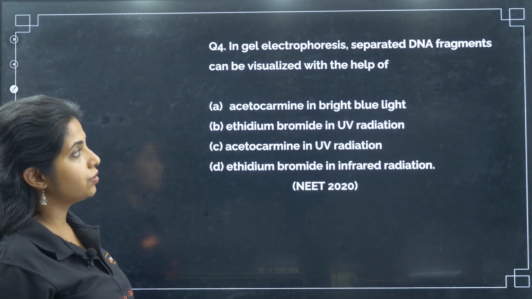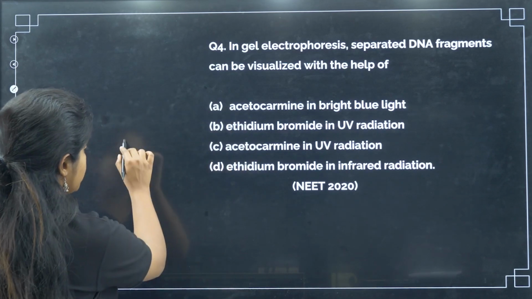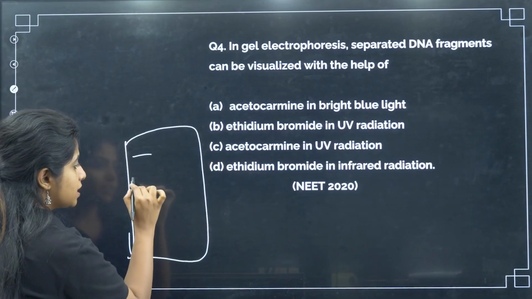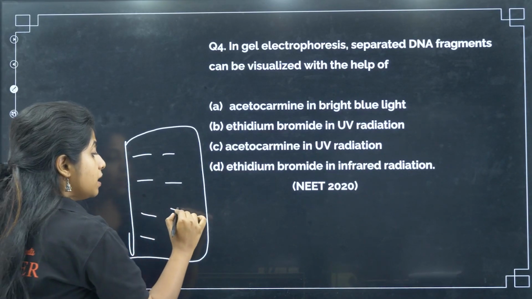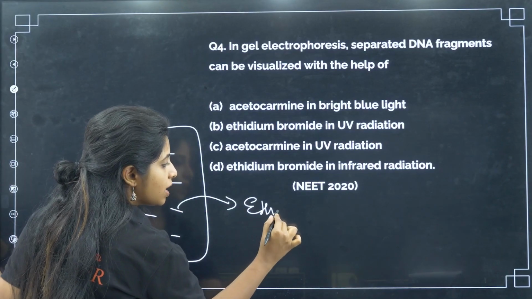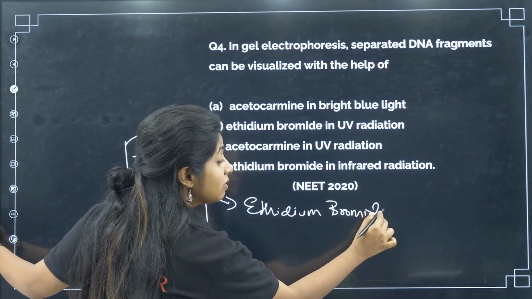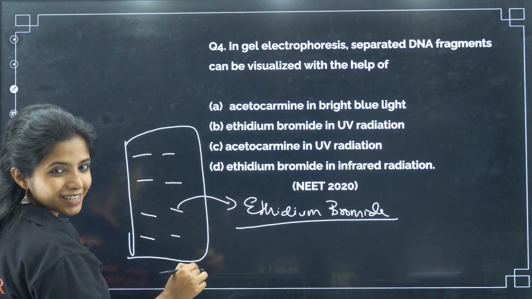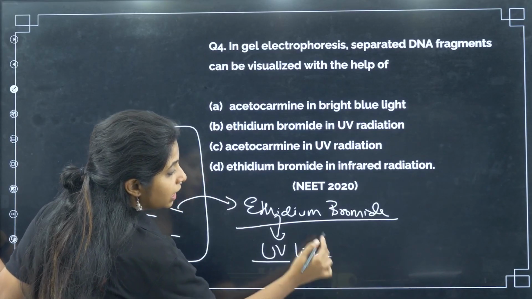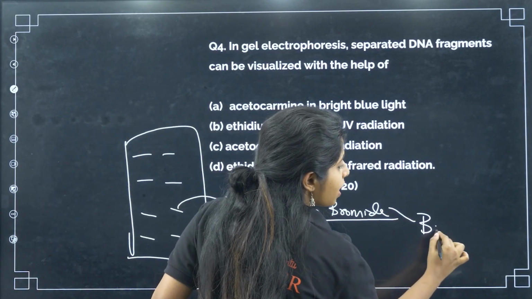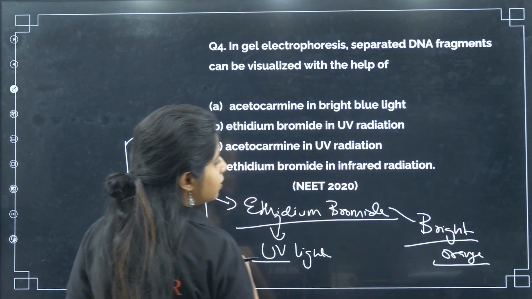Now, in gel electrophoresis, separated DNA fragments can be visualized with the help of. So, in gel electrophoresis, what are you doing? You are basically separating the DNA, right? But this DNA, is it visible to you? No. You have to stain it with something that is known as ethidium bromide. And ma'am, now it will be visible, right? No. There's a twist in the story. You have to see it under the UV light. When you see it under the UV light, it will appear to you as bright orange color, my dear children.